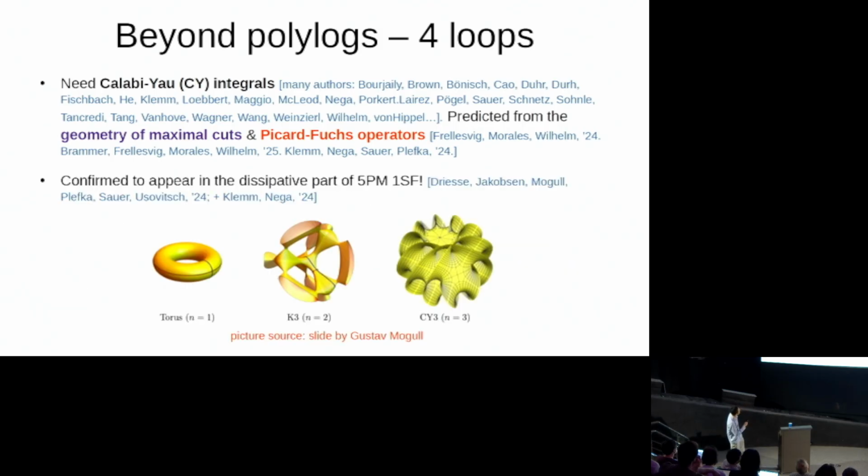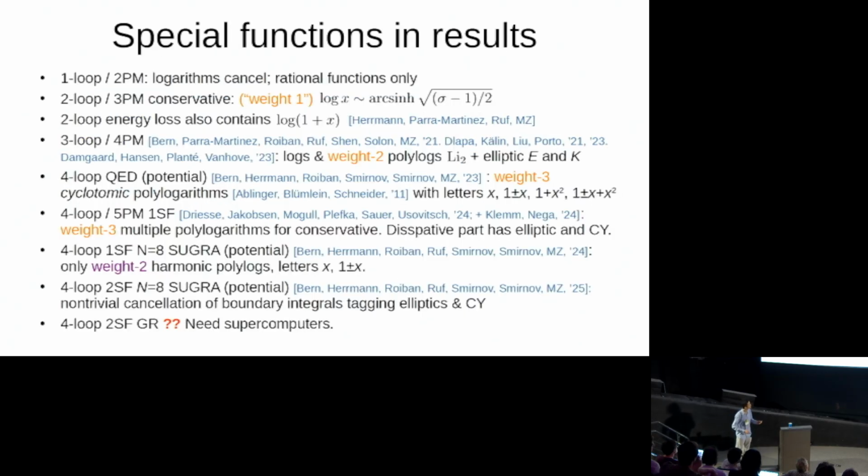Okay, and in fact, a group mainly based at Humboldt in Berlin, also involving Johann Usovich in the audience, I think you will hear more about it in Johann's talk, confirmed that these Calabi-Yau integrals in fact appear in final results, if you look at the dissipative part of the fifth post-Minkowskian results, truncated at the first self-force order. And here's a tally. I think I won't go into this long list, but there are some interesting patterns.